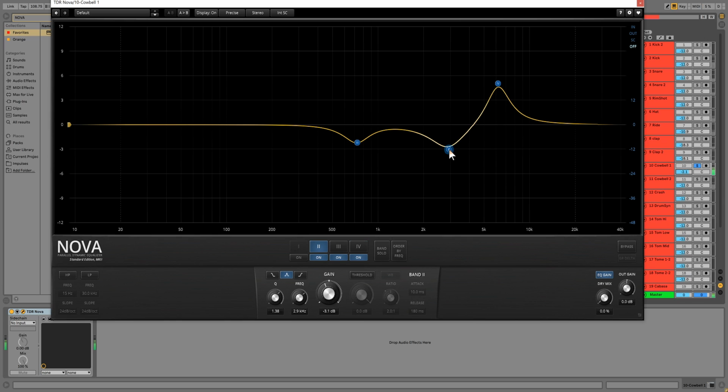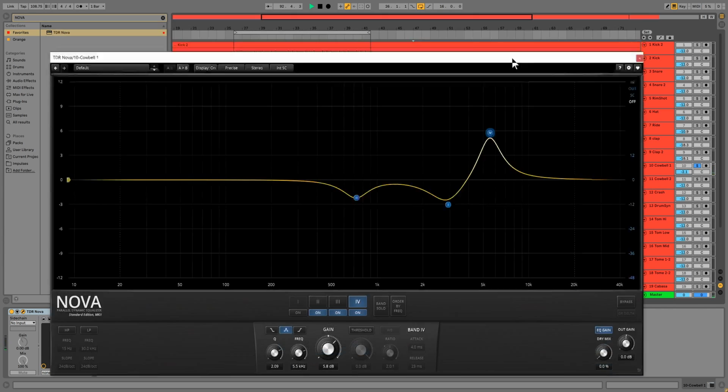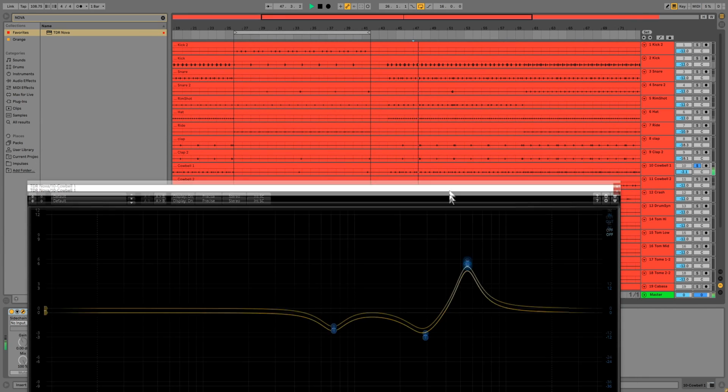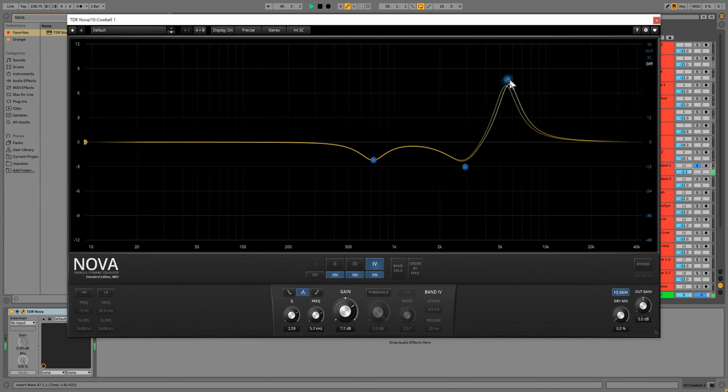Again, let's guess. Okay, could be around 6K. Oh, signal ran out. Is there something up here? No, not really. So then we ran blind. We can take this one, make it a bit narrower, and let's have a look at the spectrum analyzer.